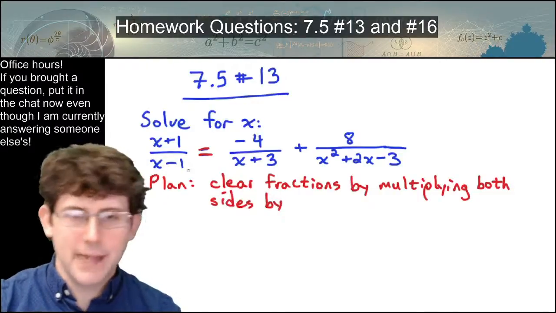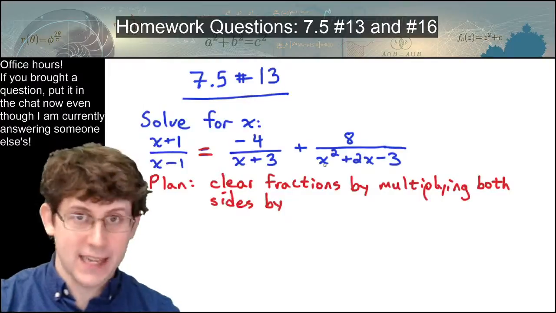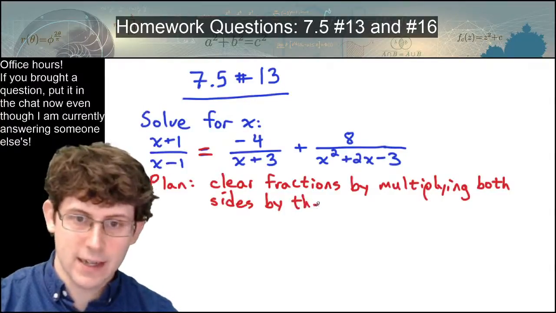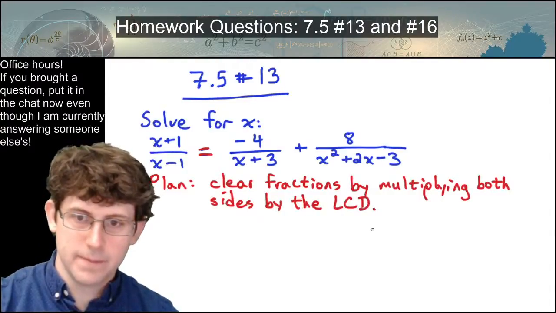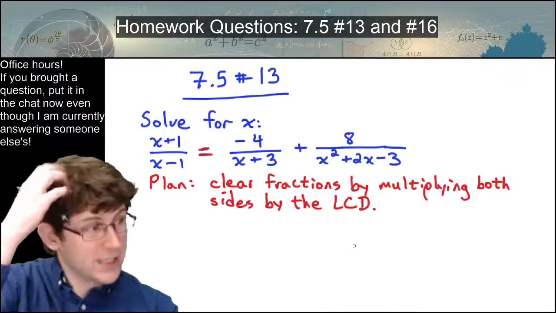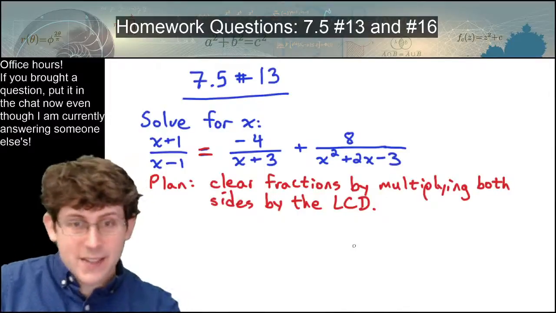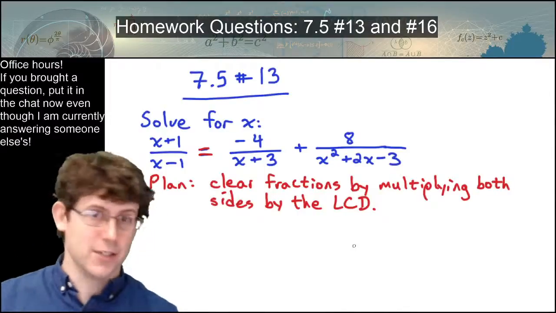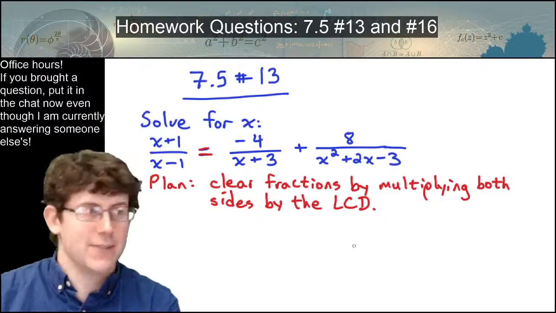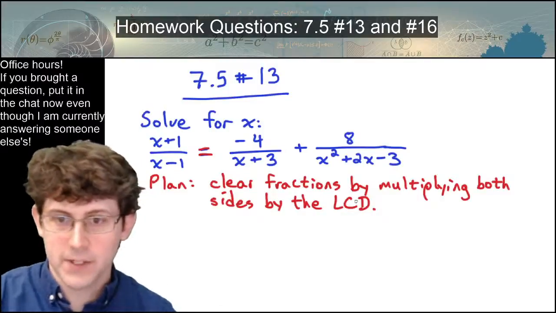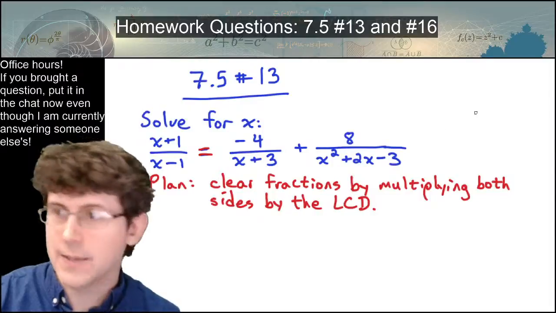I just multiply both sides by something big enough to cancel all the fractions. That's called the least common denominator. I don't know what's going to happen after that. After I clear the fractions, I'll have a new question to work on. We'll see what happens after that. So first, I will try to find the least common denominator.